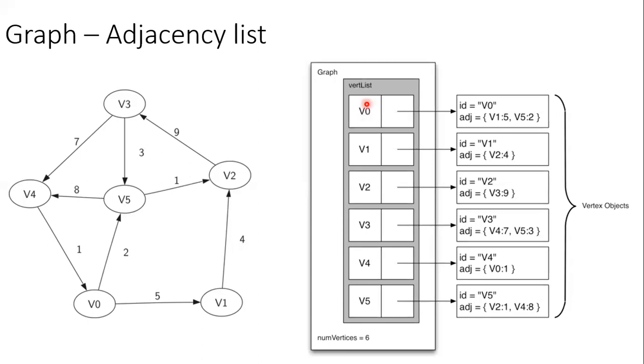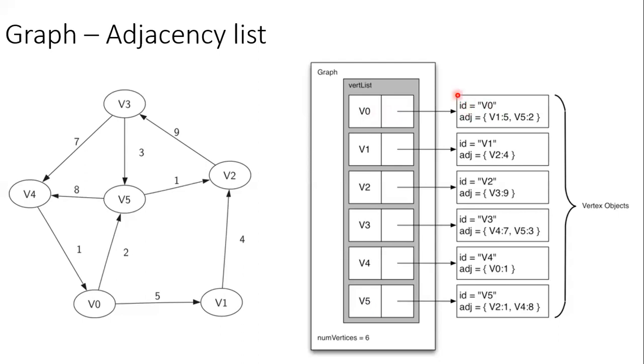The graph consists of many details. Very particularly, the graph is going to have the list of vertices. For the given graph, there are totally 6 vertices, starting from V0 and going up to V5. In the graph, it simply consists of the vertices, and each vertex is pointing to a corresponding vertex object.